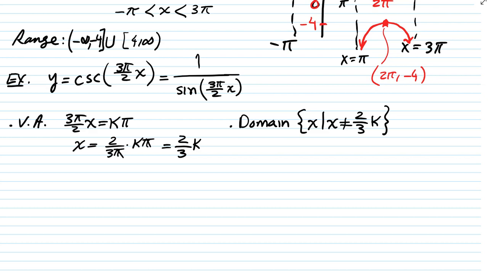Good, we got that part. The period. If you want to use the formula for the period for cosecant, it's going to be 2 pi over the coefficient, 3 pi over 2, and the pi's cancel, so you get 4/3. That means in an interval of 4/3 you have a complete cycle.